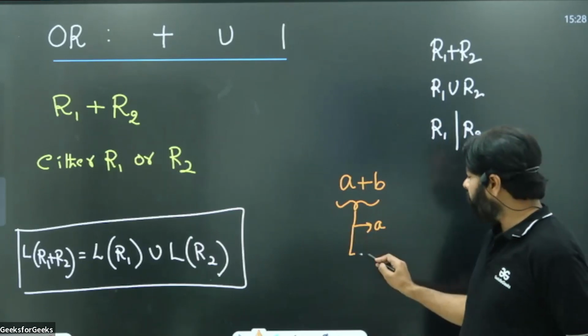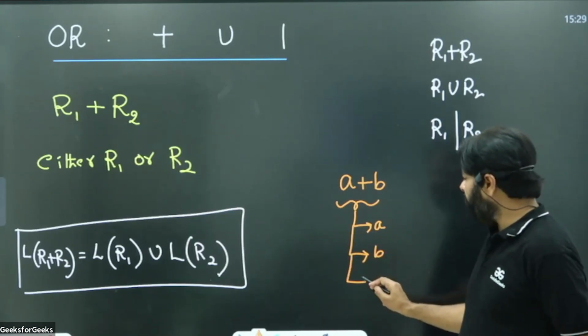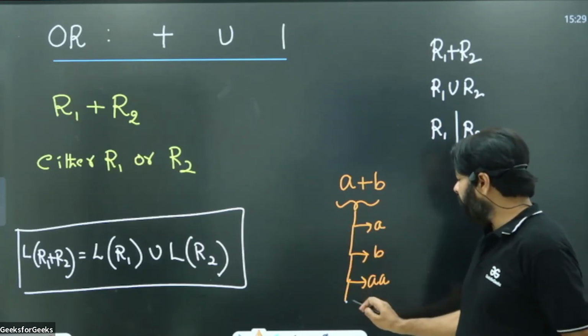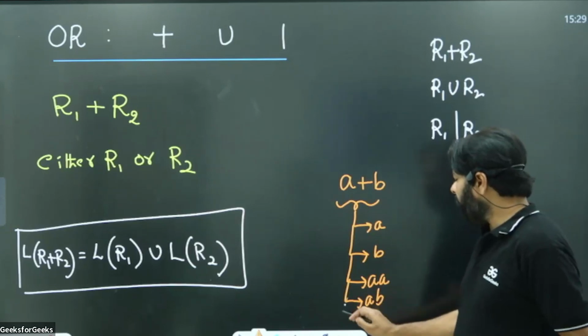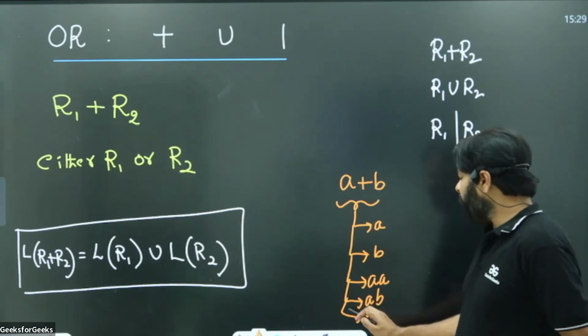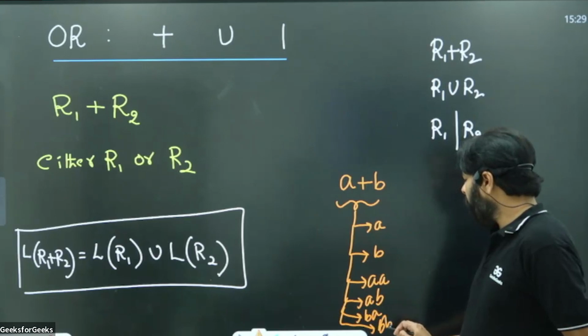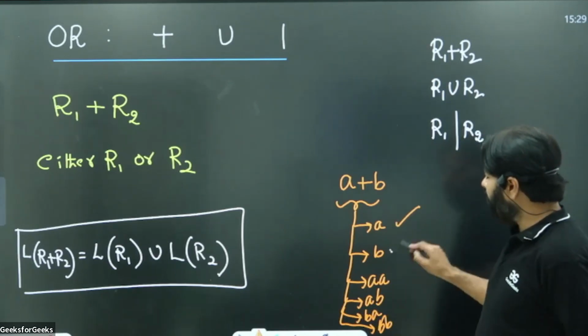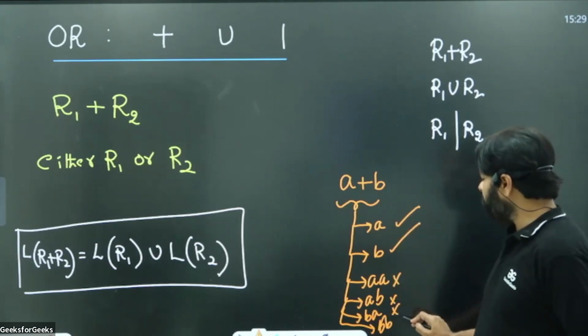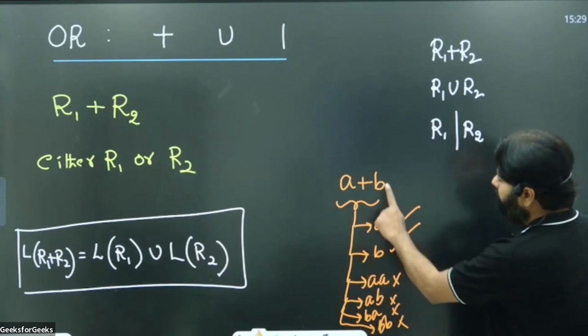Can it generate a B? Can it generate double A? Can it generate AB? Can it generate a BA? Can it generate a BB? Only it can generate AB, but it can't generate these things. Why? Because plus is there.